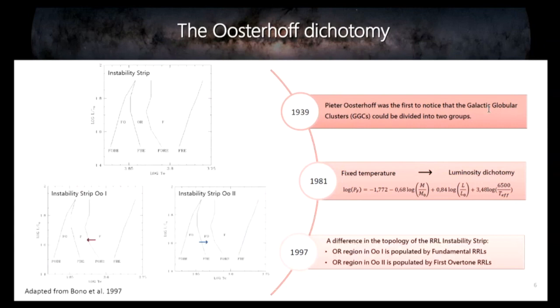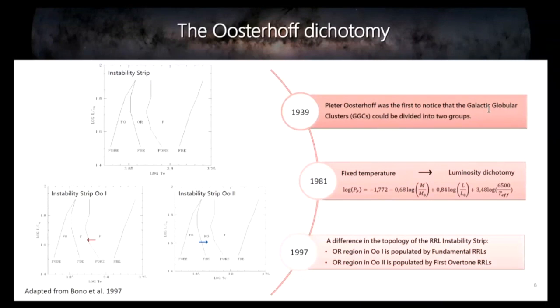Moreover, in 1997, Bono et al. proposed the hysteresis mechanism. So basically, we can distinguish the 2 different types of Oosterhoff from 2 different types of instability strip. For Oosterhoff type 1, we can find inside the whole region the fundamental pulsator, while for Oosterhoff type 2, we can find the first overtone pulsator.